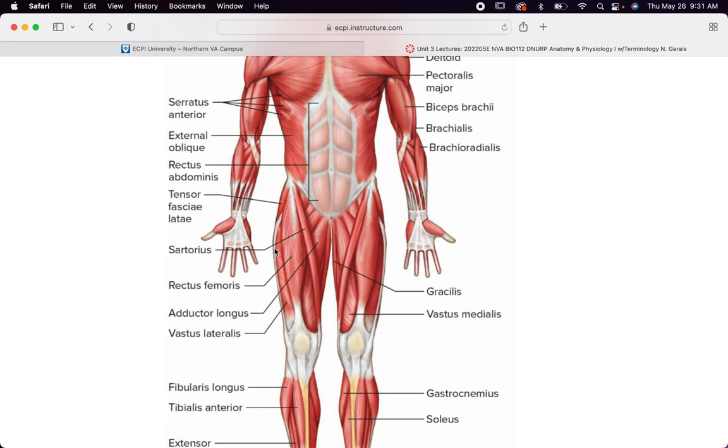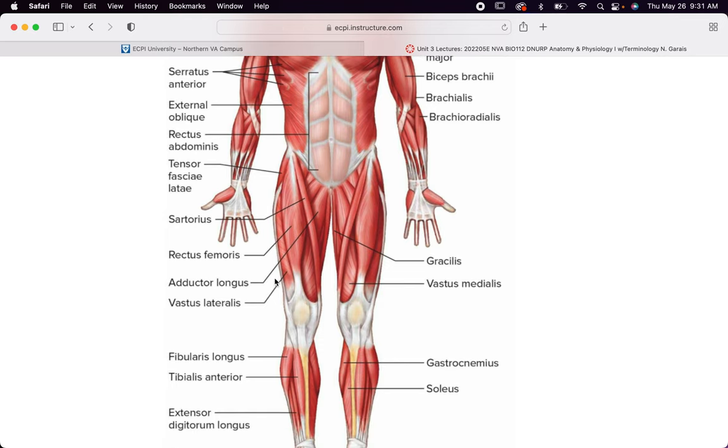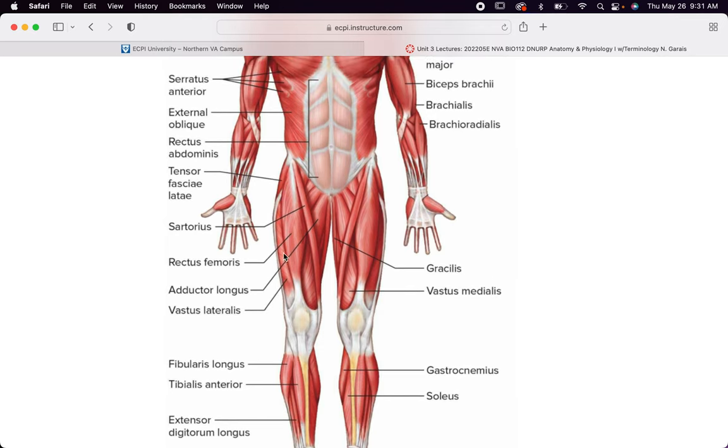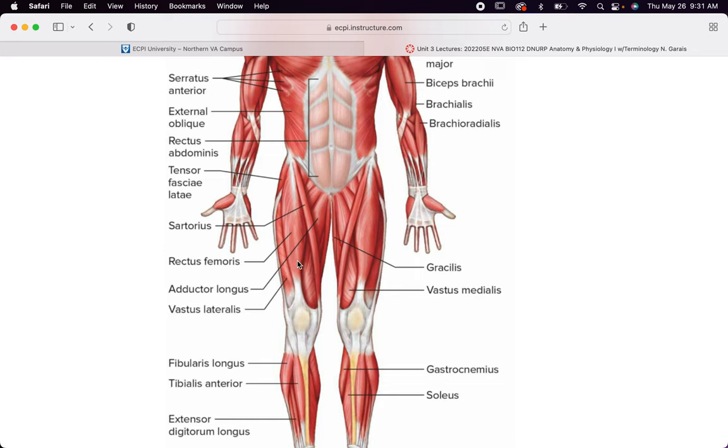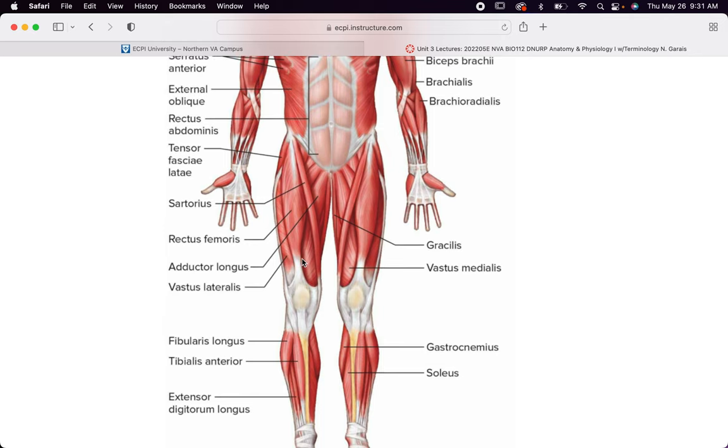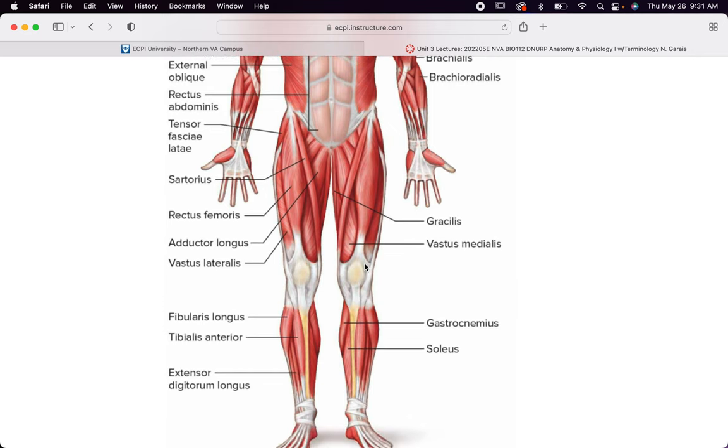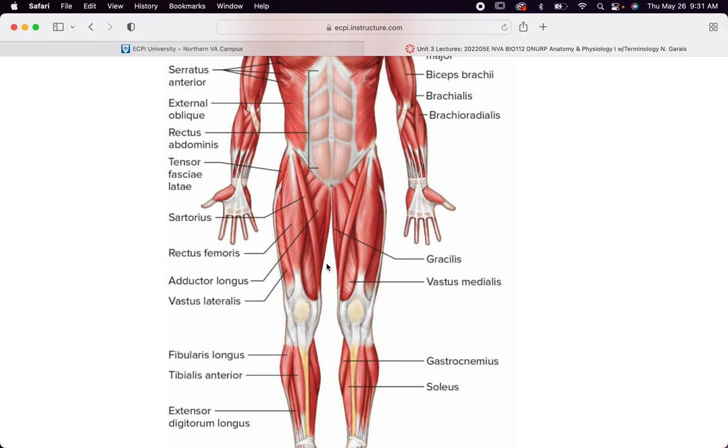Tensor fasciae latae is fascia, connective tissue, on the lateral aspect of your thigh. Sartorius. Rectus femoris, adductor longus, and that makes sense because it's the long muscle here on the inside, and you have your vastus lateralis here. And of course, if I have a vastus lateralis, I also have to have a vastus medialis. Your vastus muscles are part of your quadriceps, which is the four major muscles in your thigh.